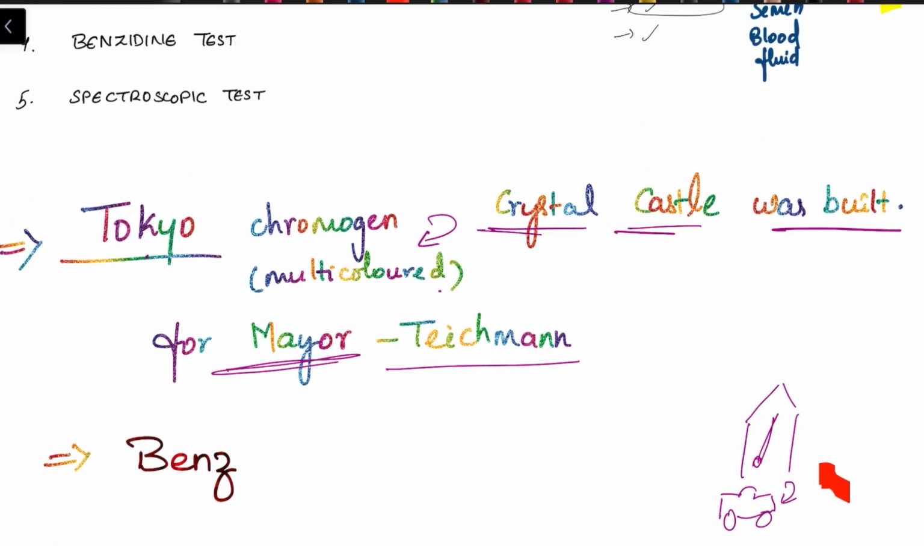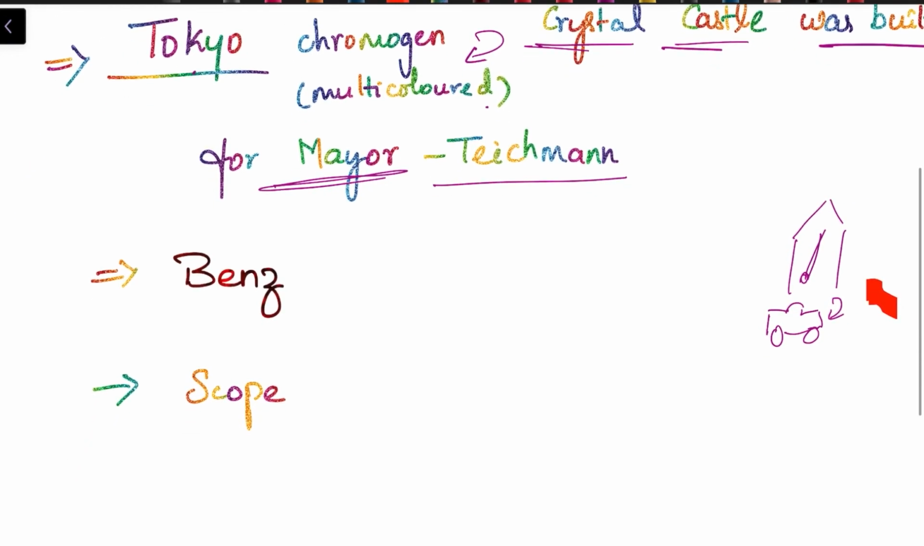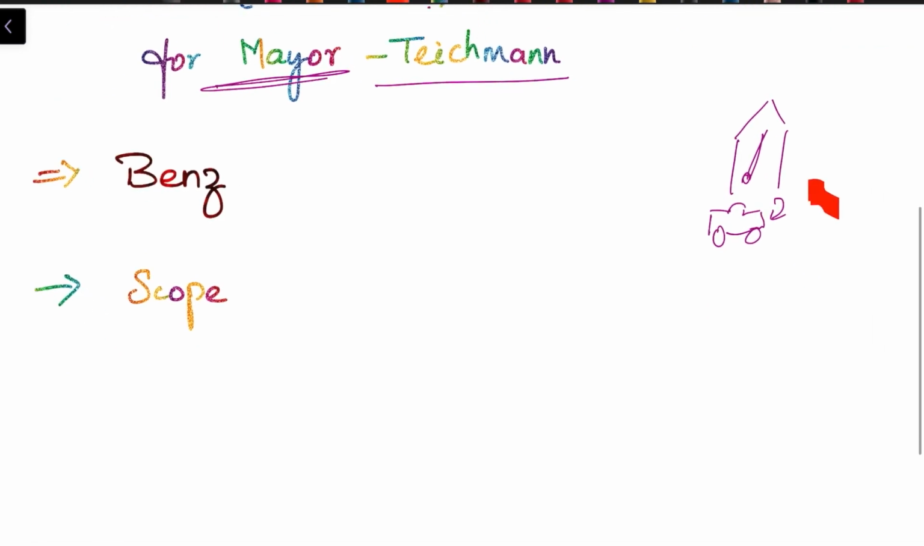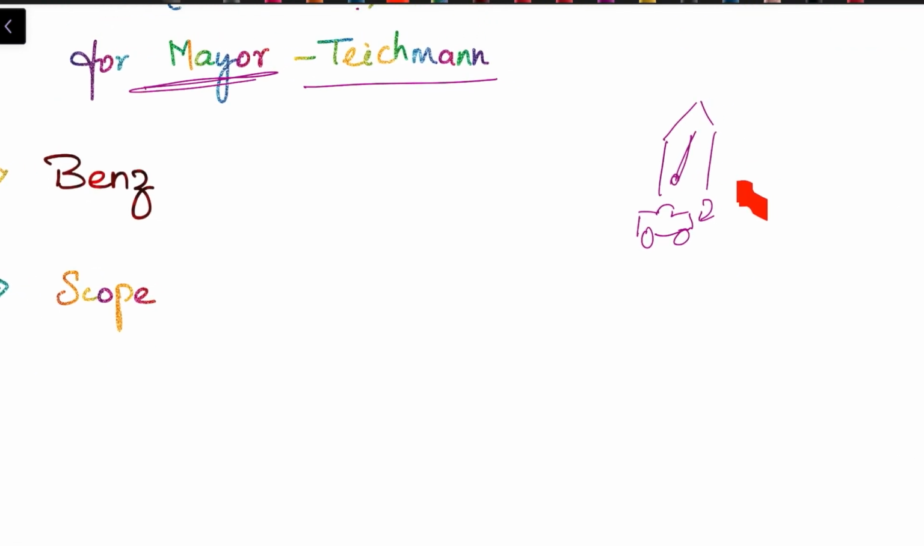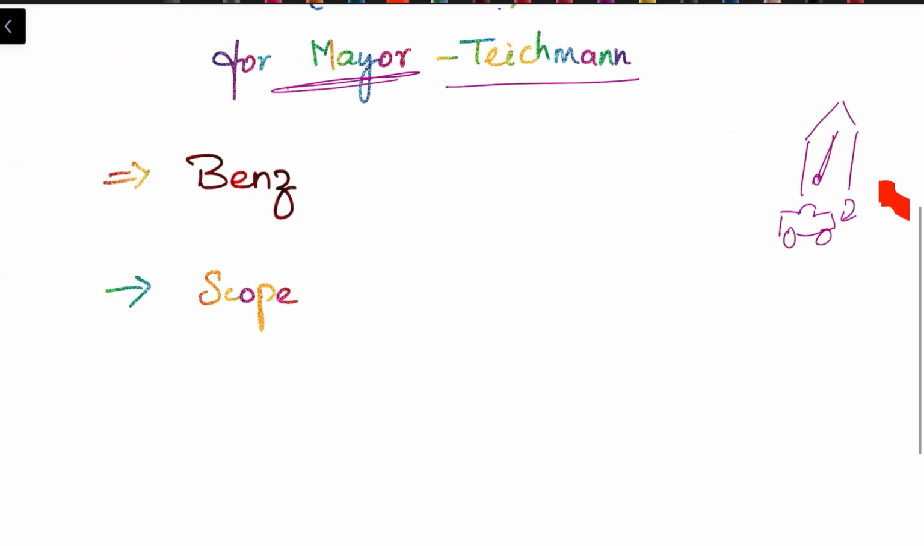I hope this works well. Tokyo chromosome crystal castle was built for Mayor Teichmann, and he is having a Benz car. He is watching that Benz car through a scope, and you can remember why he is using that: he is using it to see the blood stains on his car.